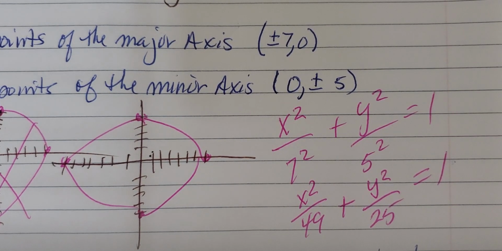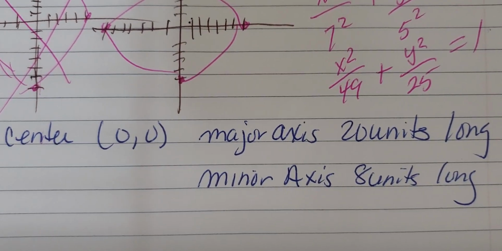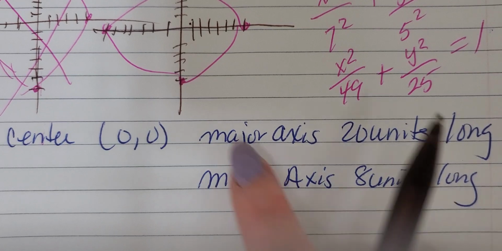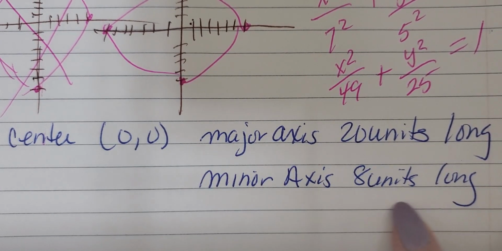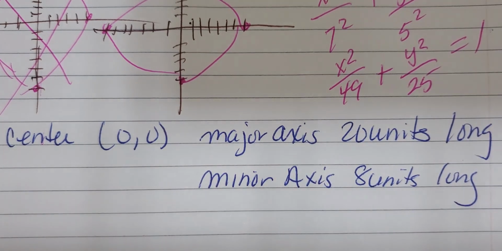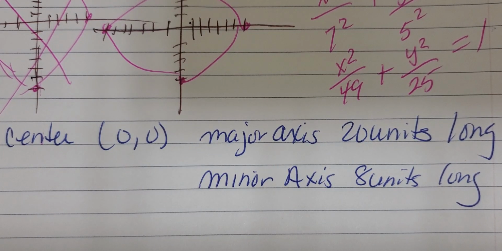Okay, now, next set of information. Still centered at 0, 0. The major axis is 20 units long, and the minor axis is 8 units long.